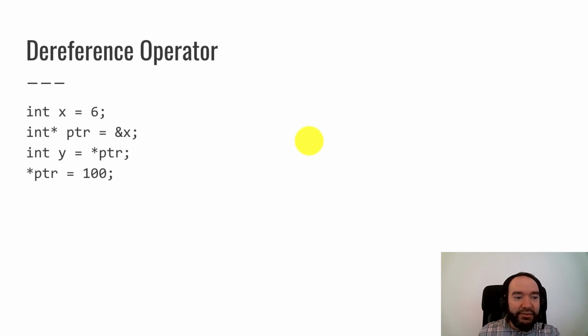Here's an example of dereferencing. I create an int x equals 6. Here's a sketch of that situation. After creating int star pointer is address of x, pointer is pointing at x, and x is holding the value 6.